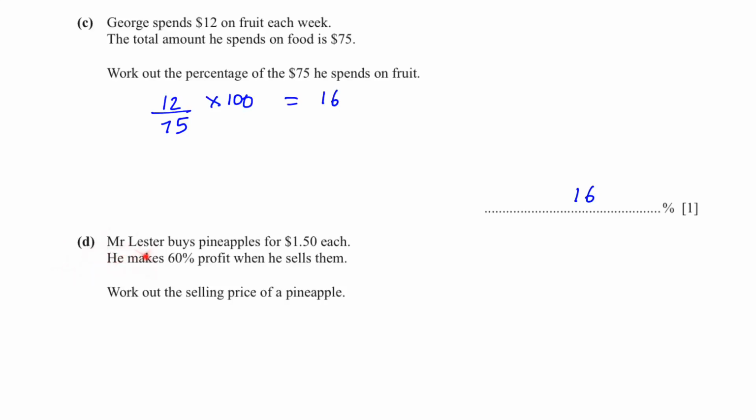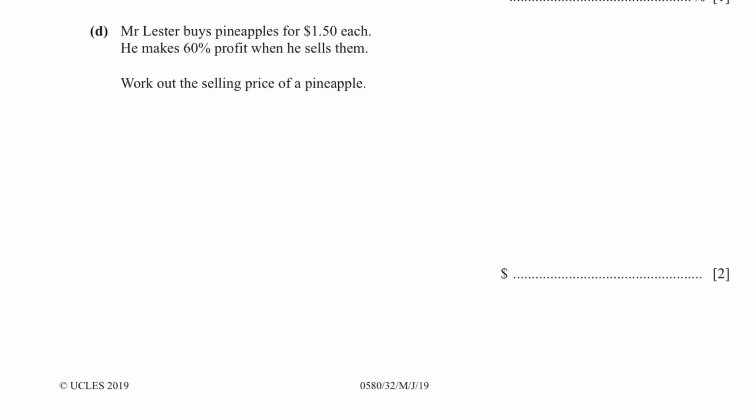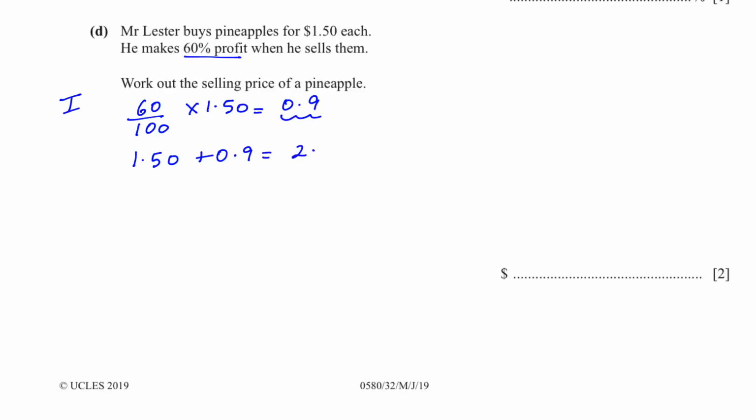In D, Mr. Lester buys pineapples for $1.5 each. He makes 60% profit when he sells them. Work out the selling price of a pineapple. There are two ways to solve this question. One way is, because he is making a profit, you will write 60%. Percentage means you divide by 100 of 1.50. You will get 0.9. This you add to your cost price. This will give us 2.40. So this is your answer.